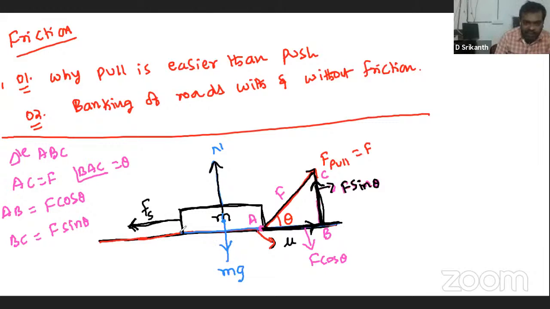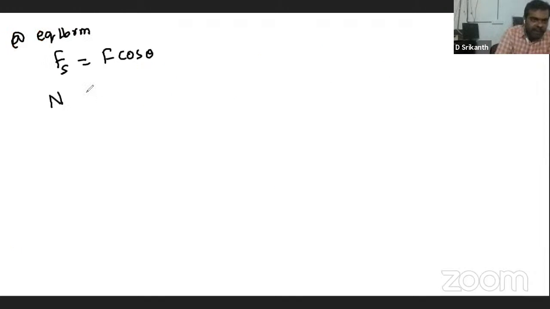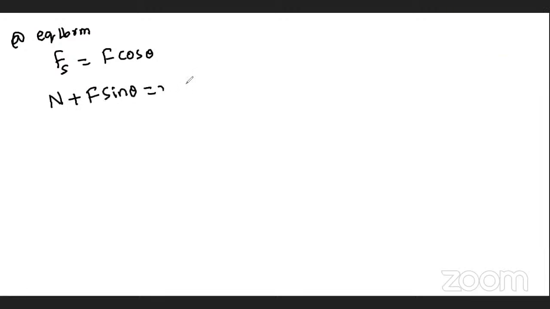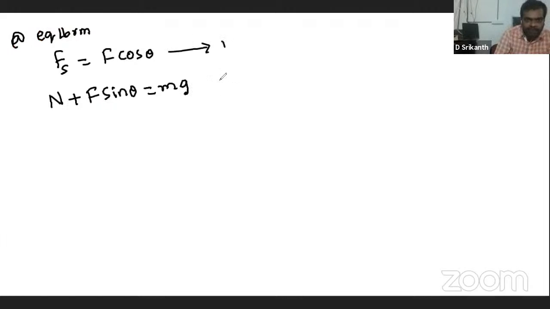So here, perpendicular to the surface, we have the normal force and F sin theta acting vertically upwards. One and only weight is acting vertically downwards. So we can write N plus F sin theta equals mg. I will call this equation 1, and the horizontal one equation 2.